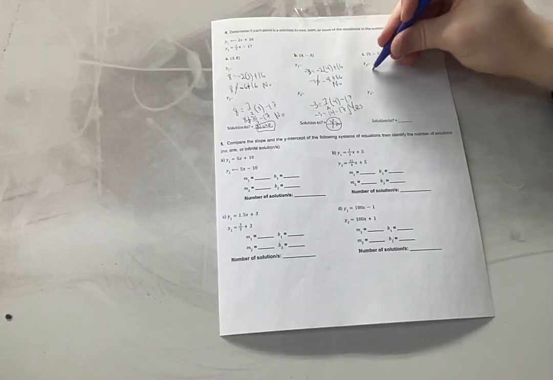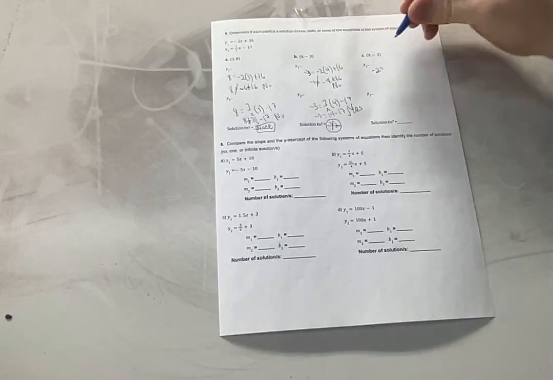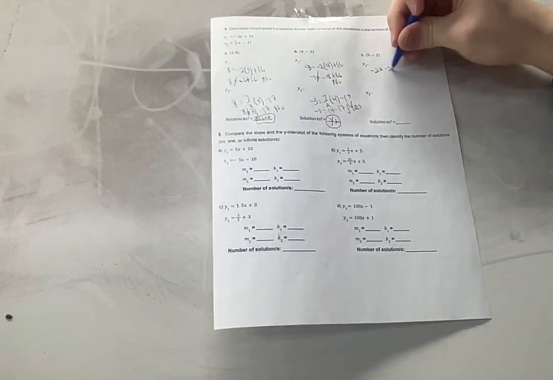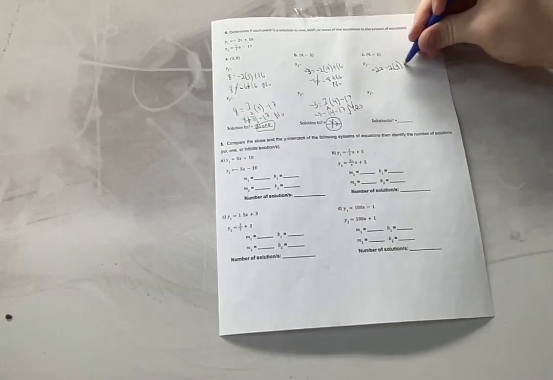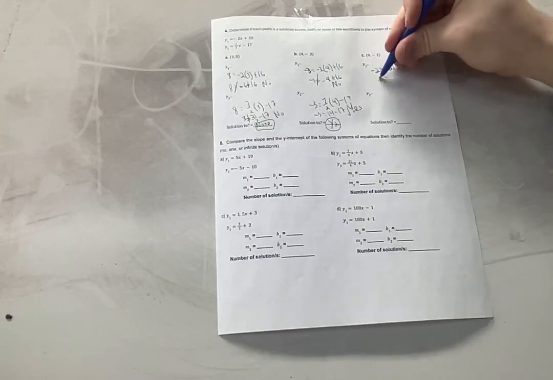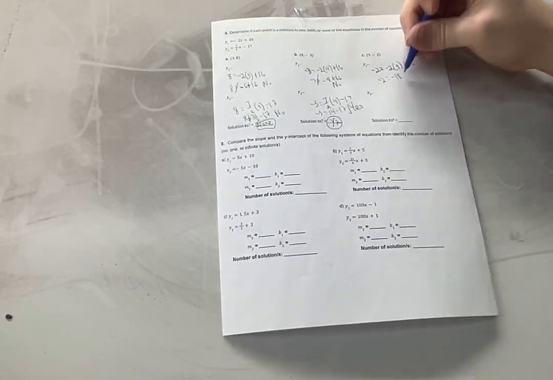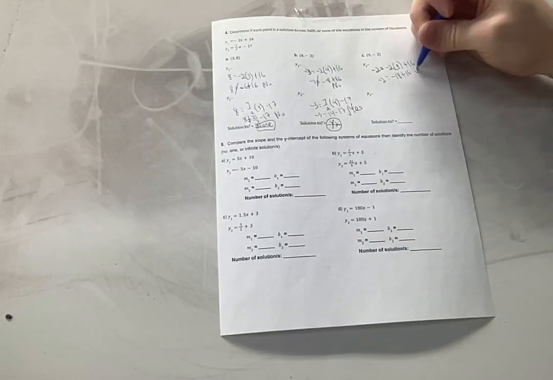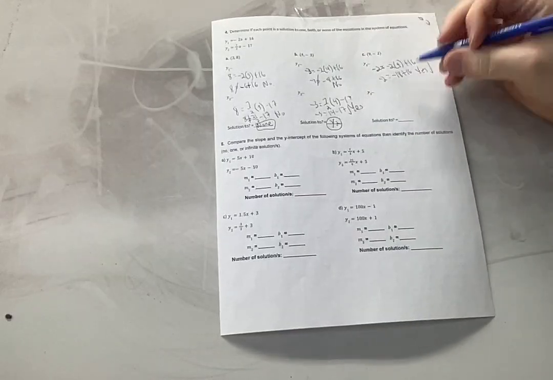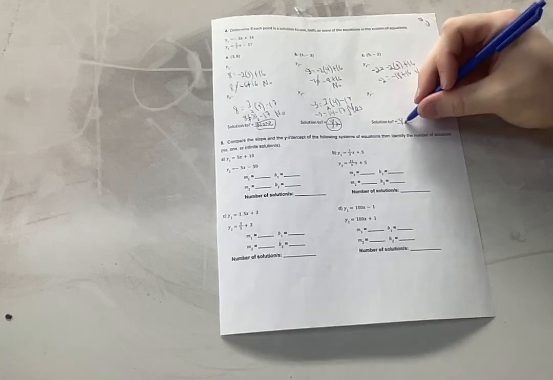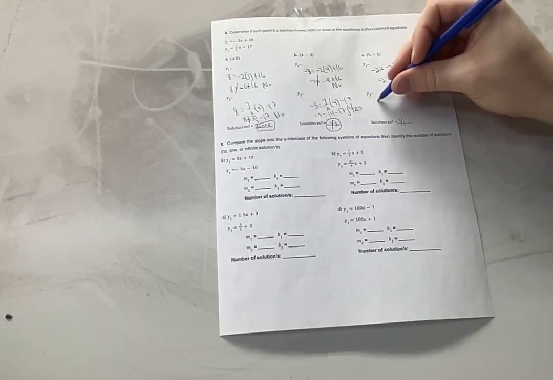So for the next one, why don't we plug in our negative 2. Is negative 2 equal to negative 2 times 9 plus 16? Is negative 2 equal to negative 18 plus 16? Yep, it is. So we can say it is at least a solution to y1. Is it a solution to y2?